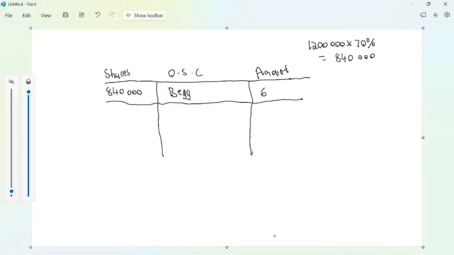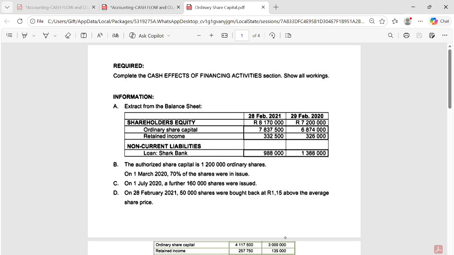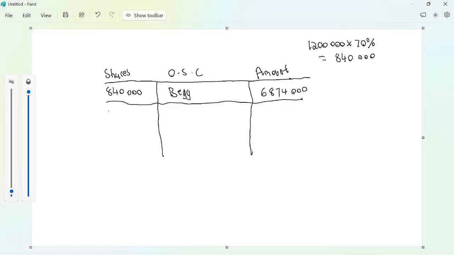Let me confirm, 6,874,000. And then they say 160,000 shares were issued again. But do we have the share price? No, they did not give us the share price. For the fact that they did not give me the share price, it means this is scenario 2, guys.